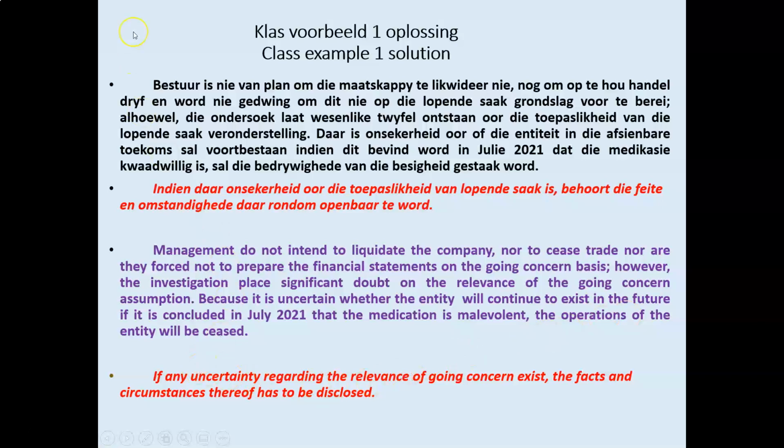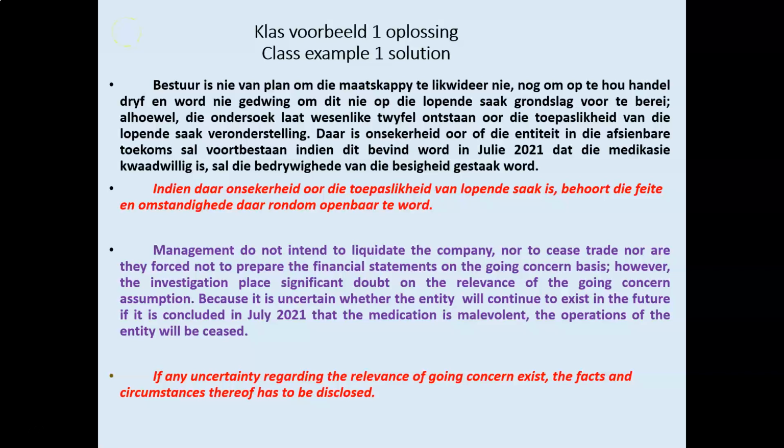If any uncertainty regarding the relevance of the going concern exists, the facts and the circumstances thereof have to be disclosed. So what is now the long and the short of this answer? Yes, there is serious doubt whether this entity is going to exist in the future. But it depends on some kind of investigation where we do not have a clue what the outcome is going to be. The management of the entity has no intention of liquidating the entity. So therefore, a management decision to do so has not been taken.